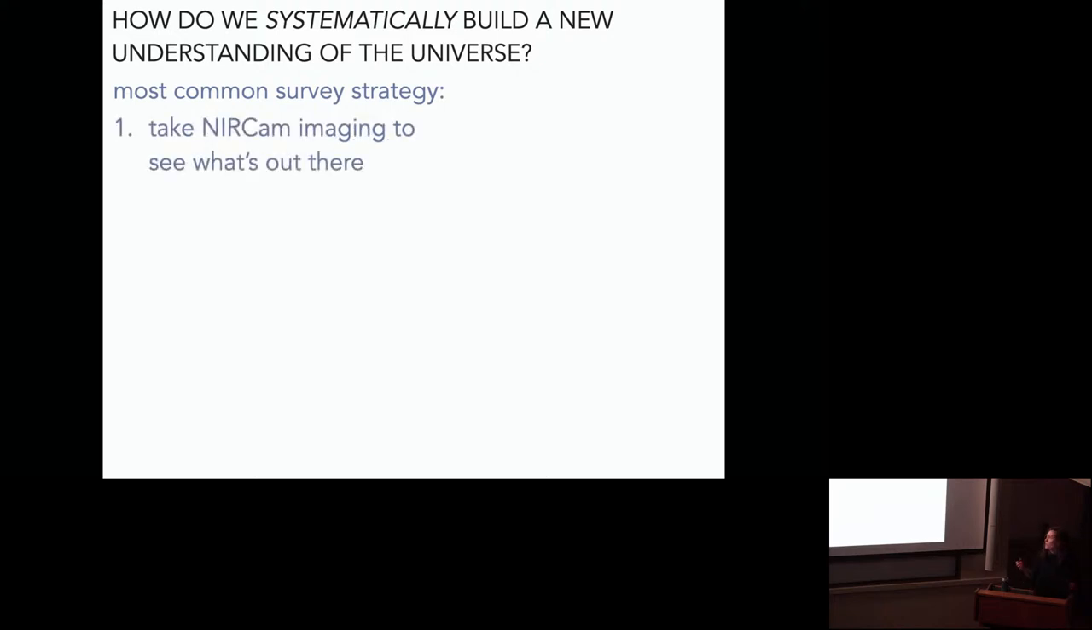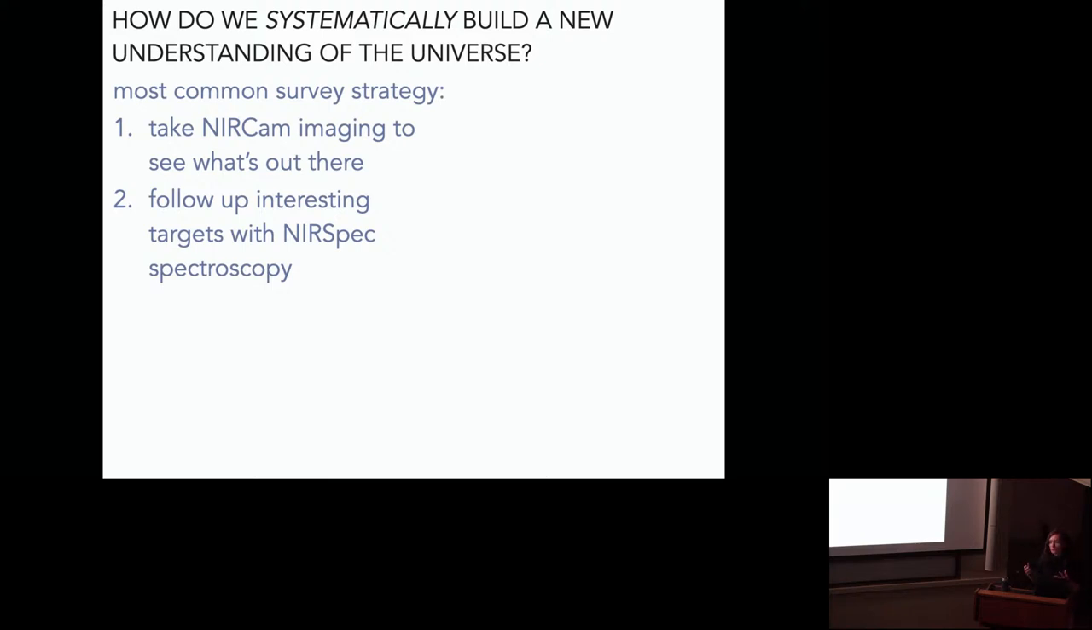And so I wanted to start by saying basically the most common survey strategy in early JWST observations, not that this is a bad strategy at all, it's just the strategy that most people are taking, is to start by taking imaging with JWST NIRCam that basically lets you identify sources that you think are interesting in some way, and then to put slits on them and follow up anything that you think is interesting with spectroscopy.